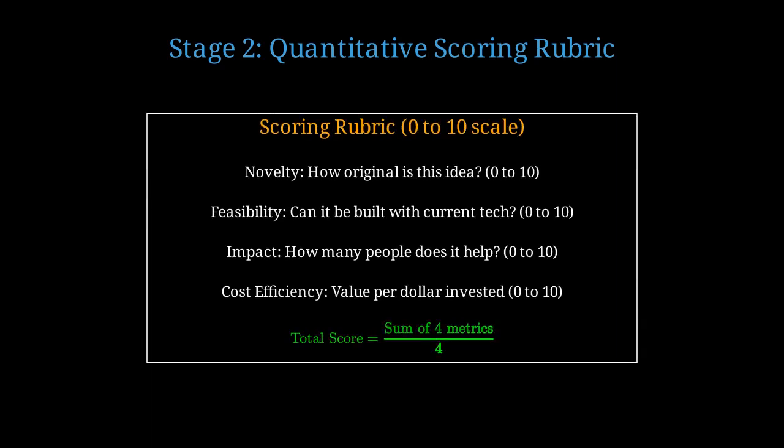Now we move to Stage 2, scoring. This is where most creativity systems fail. They remain subjective. We need quantitative metrics. Here's a sample rubric with 4 dimensions. Novelty. How original is the idea on a 0 to 10 scale? Feasibility. Can it be built with current technology? Impact. How many people does it benefit? Cost efficiency. Value per dollar invested. The total score is the average of these 4 metrics.